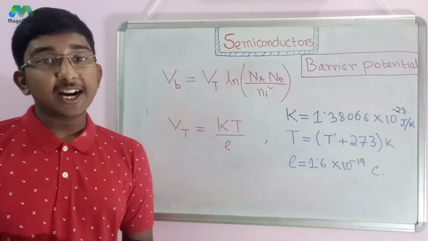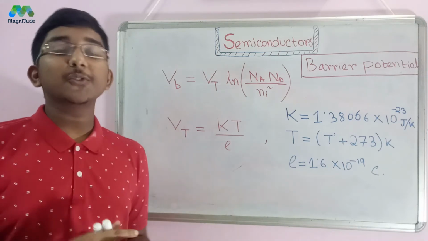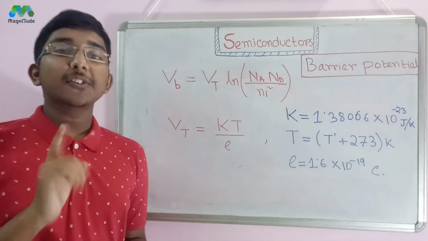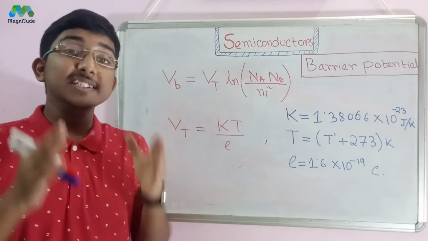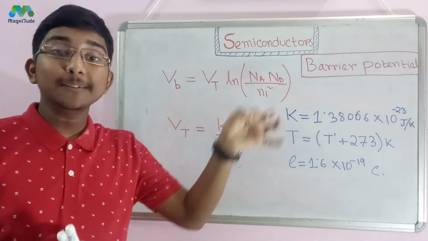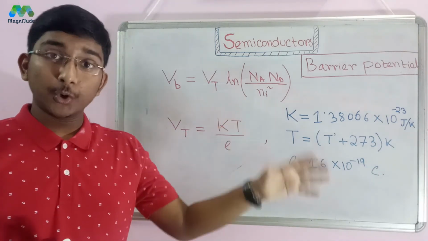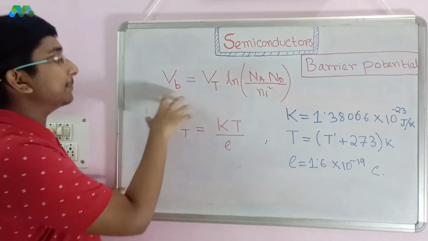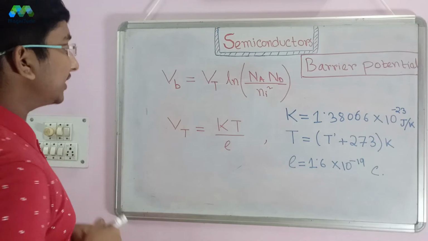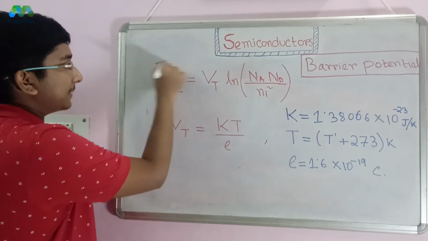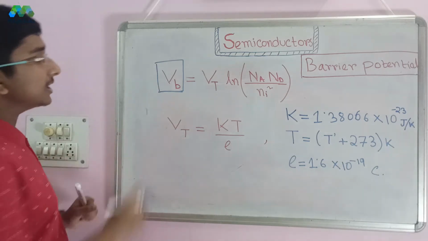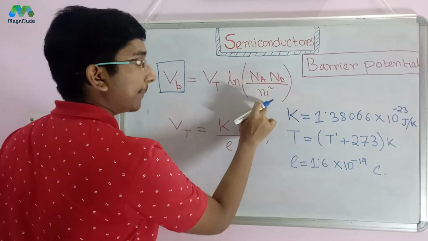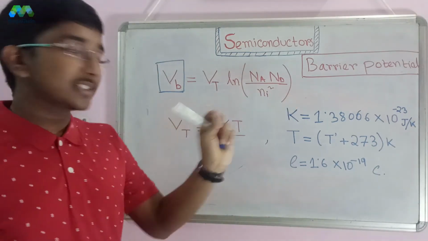So now the question comes: what is the formula to find the barrier potential, or how can we find the barrier potential? Firstly, I would like to say the barrier potential is the same as built-in potential or barrier voltage. All these terms are the same. So how to find that one? We represent barrier potential as VB. VB equals VT into ln of Na Nd by Ni square. I will explain all of these terms individually.